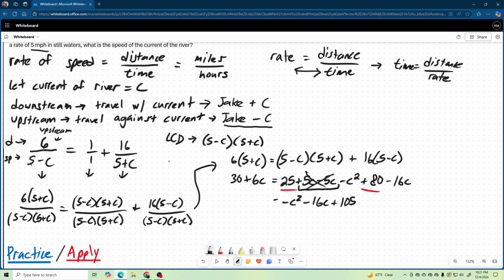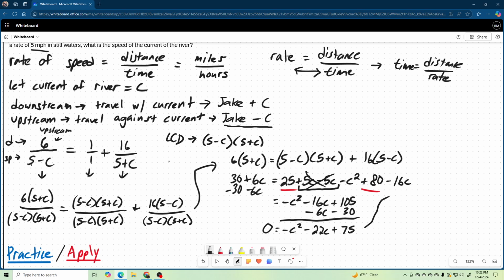Now we're going to try and set this equal to 0. So on this side, I'm going to subtract 30, and we have a plus 6c, so we're going to subtract 6c. So I'm going to minus 30, and minus 6c, and I'm going to get negative c squared. Well, first of all, this is all equal to 0 now, right? Negative c squared minus 16, so this is what, 22c? And then this would be plus 75. So now I'm going to take a negative out of all of this just to make it a little bit easier for me to do.